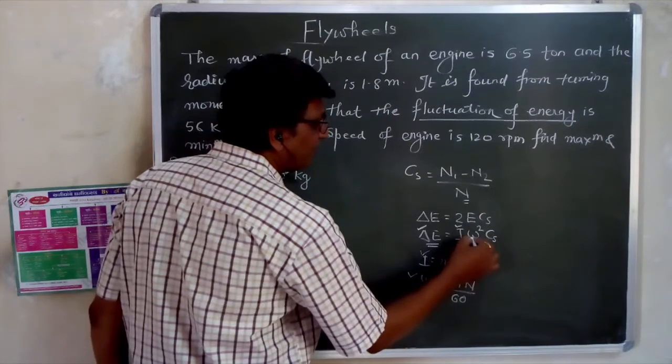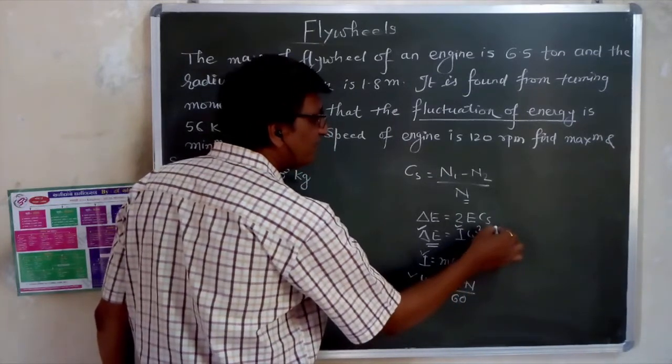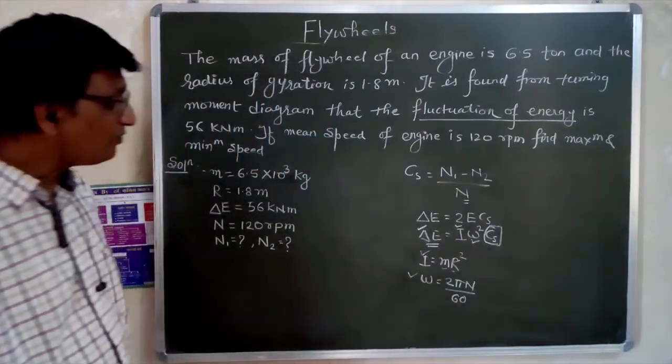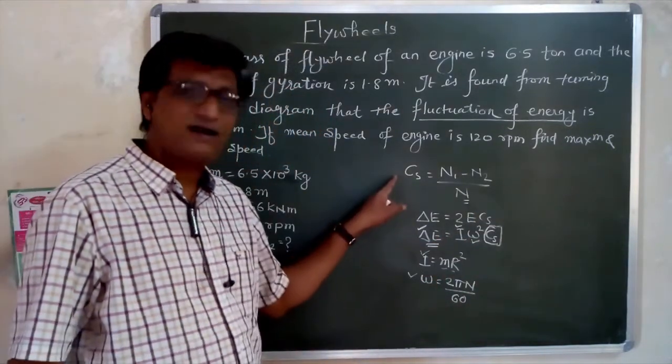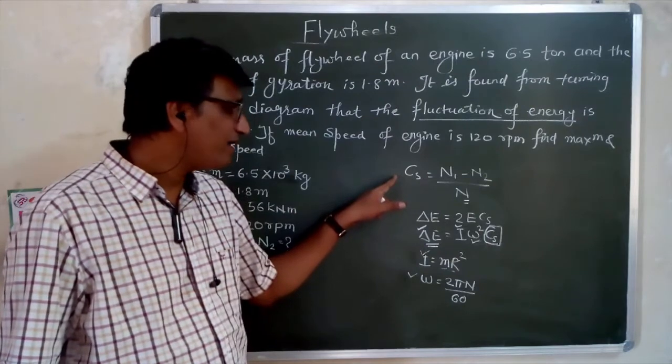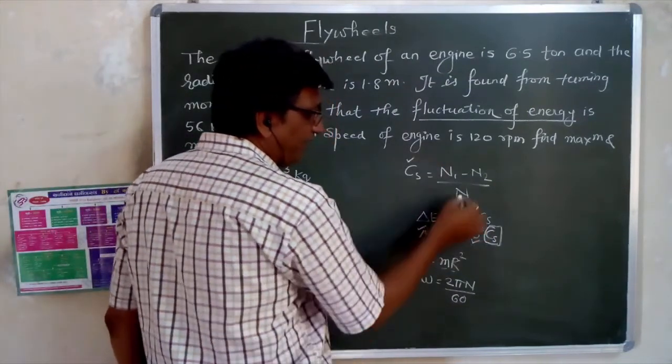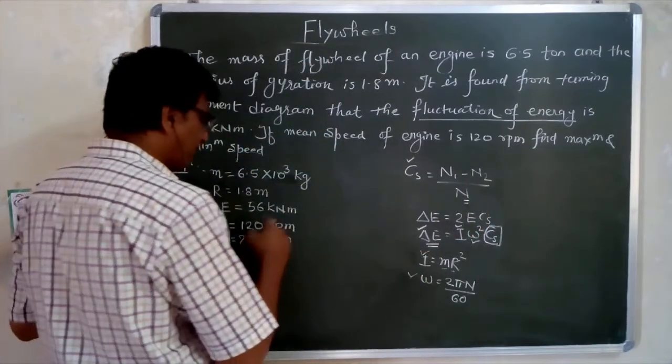Now you will get omega also. Now what is remaining here is the CS. Now if you see, CS can be calculated. If I put this CS here, what I will get is CS. Now CS can be known, N is already known, that is fine.